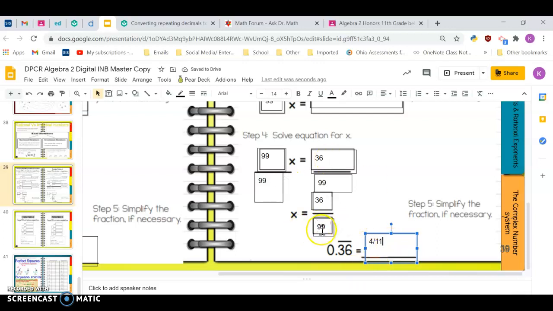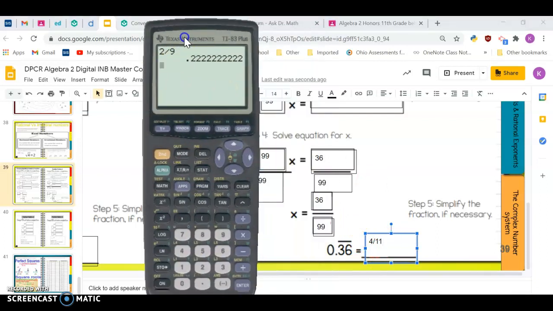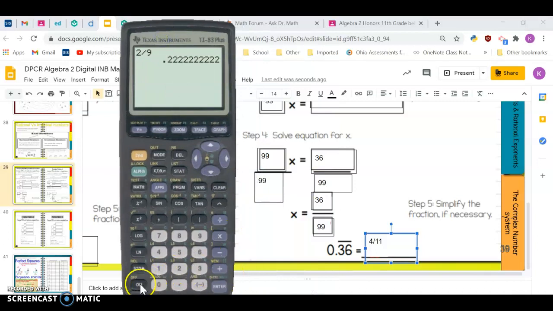And remember, just like how we always do, we want to make sure we check this out. So let's go and check it with our calculator. So we have 4 divided by 11. That gives us 0.36363636. Okay, so that's the first part of our notes here.